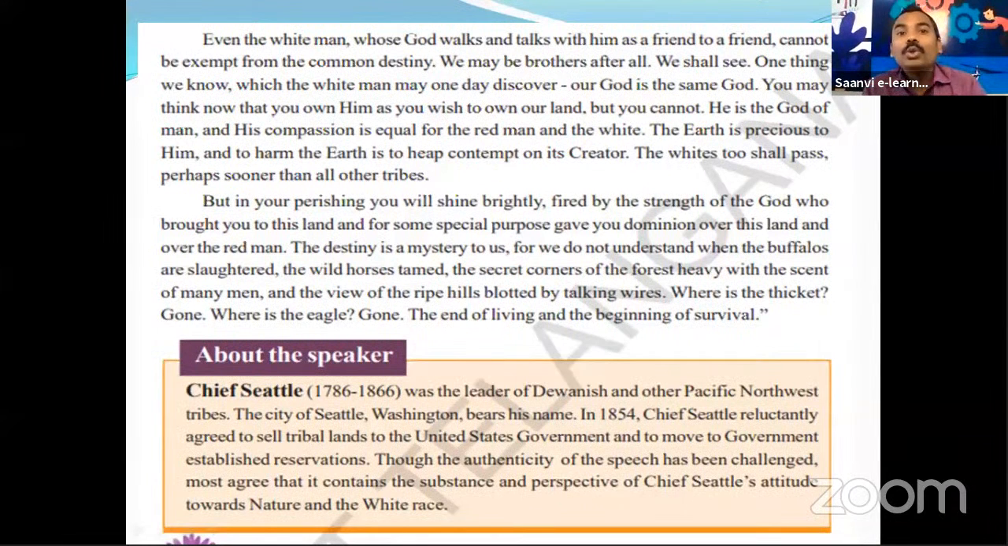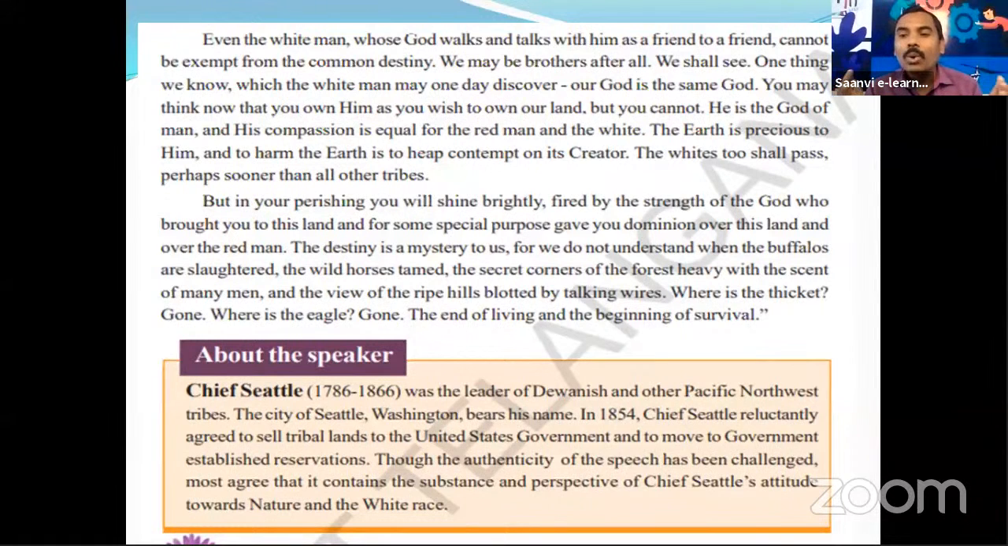Even the white man whose God walks and talks with him as a friend to a friend cannot be exempt from the common destiny. Do you really think that there is a particular God for white man and for red man? No, for all of us, there is only one God. Even the white man cannot be freed from the common destiny.